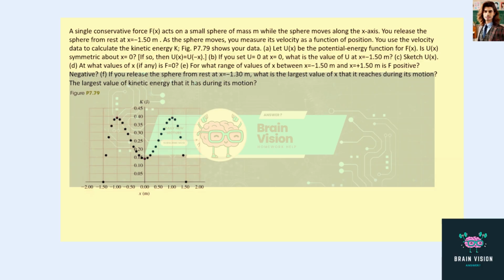So first we're asked, is U of x symmetric about x equals 0? Well, to answer that, the first thing we need to consider is that we're going to assume energy is conserved, which means we're going to assume that K plus U equals a constant value. And given that, since K is symmetric about x equals 0, U will be as well.